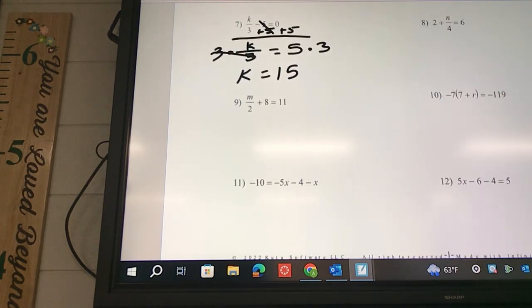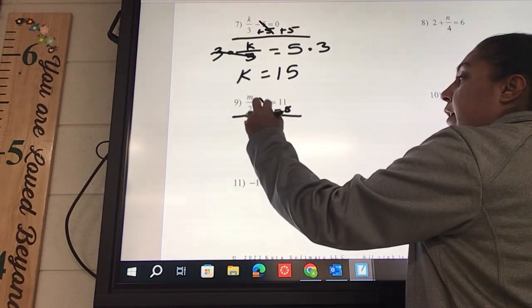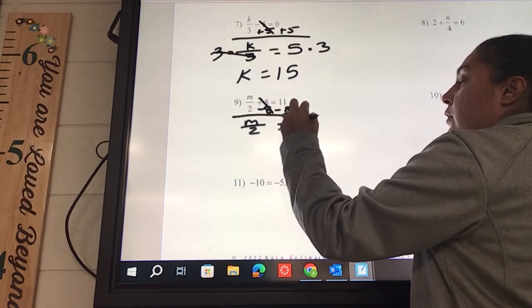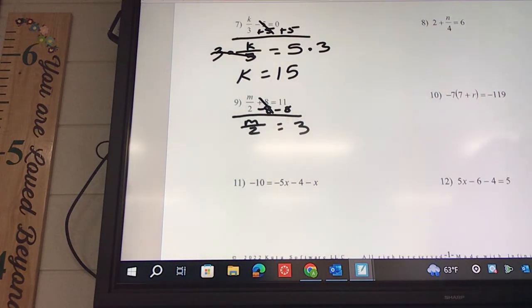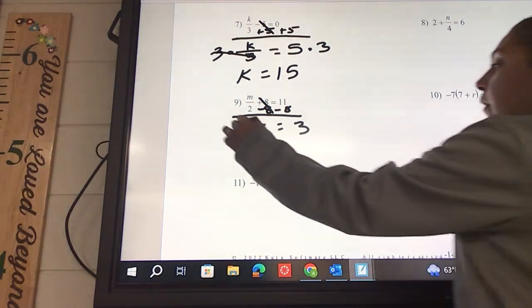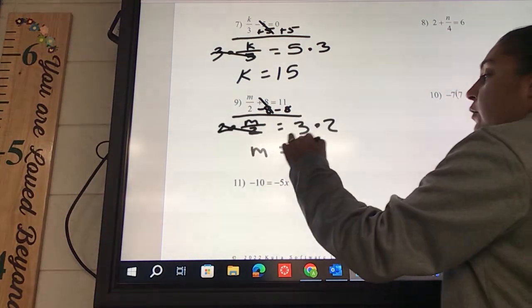Okay, if we look at 9, who's the third wheel? The 8. So he needs to move first. So we're going to say minus 8, minus 8. I got m over 2 equals 3. And then what needs done? Multiply by 2. So we got m equals 6.